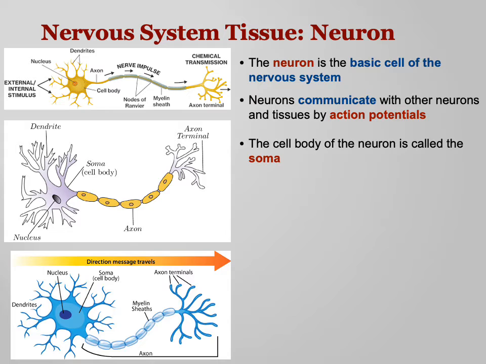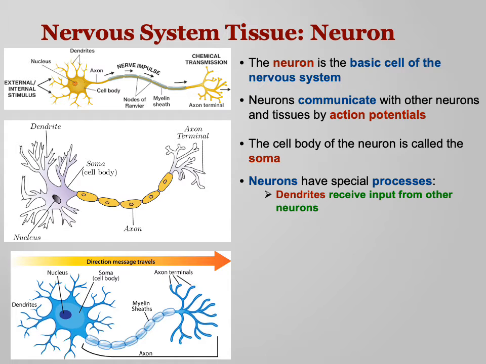The body of a neuron is called the soma, the cell body. The Greek root word soma, as in somatic, always refers to the body. So the cell body of the neuron is called the soma. Neurons have two basic kinds of special processes. One of the things that makes neurons, nerve cells, different from other cells is that they have these weird projections on them.